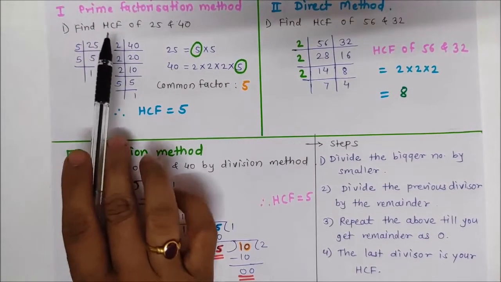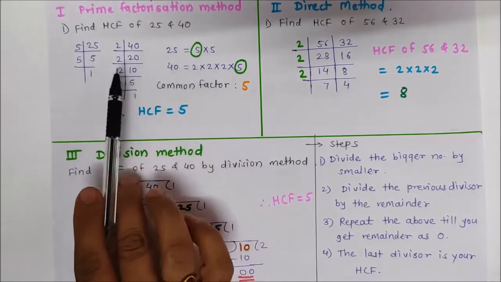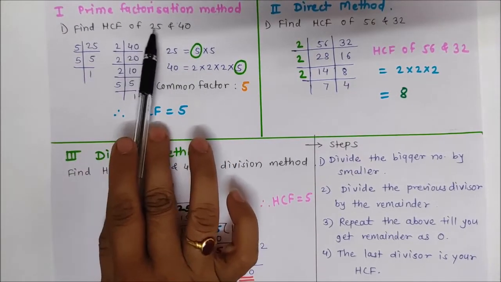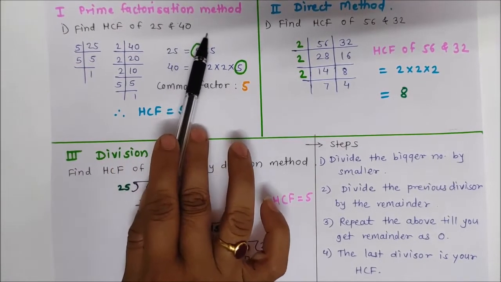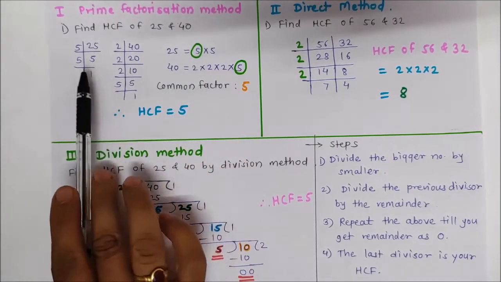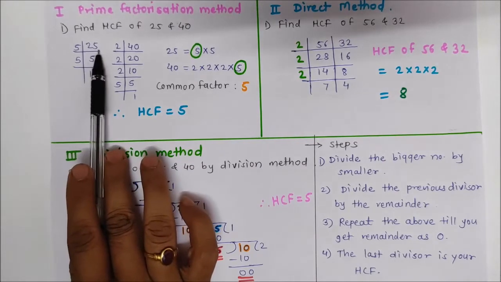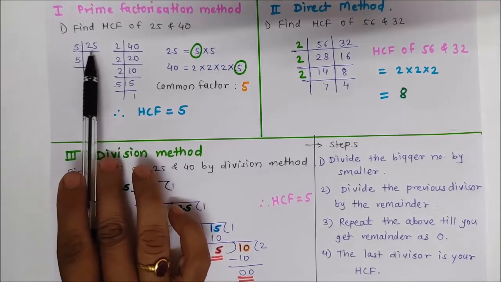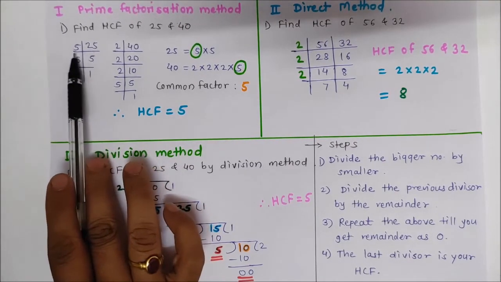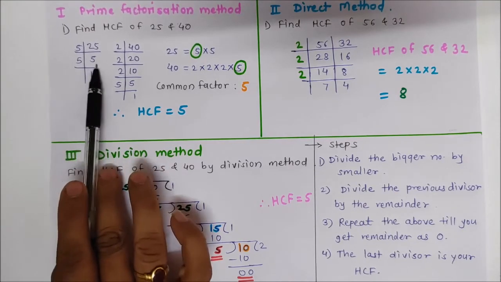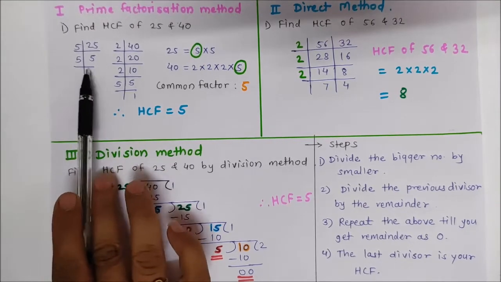Here the first method is the prime factorization method. Find HCF of 25 and 40 by prime factorization method. First we have to find the prime factors of 25. Here in 25, 5 is in the unit place, that's why it is divisible by 5. So 5 5s are 25, 5 1s are 5.